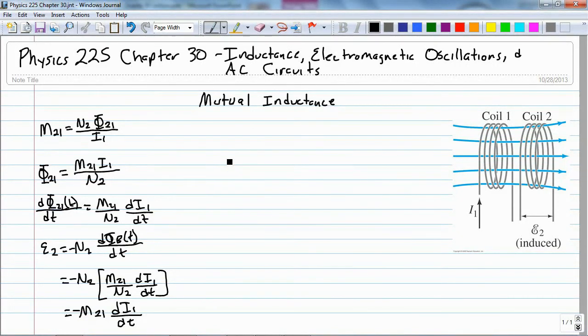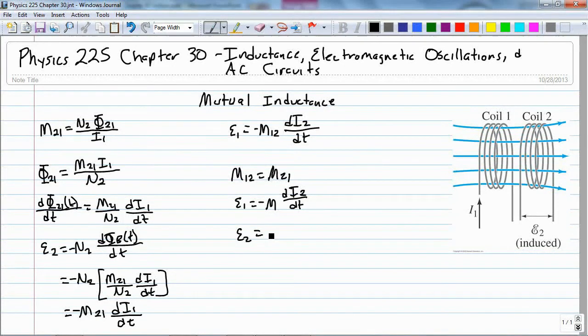Now, if I do the exact same expression for the other way, I get E1 is equal to negative M12 times the change in current in coil 2 with respect to time. So these relationships relate the induced potential to the current in the other coil, and usually M12 is equal to M21, and so that just leaves our formulas. E1 is equal to minus M times the current in the other coil with respect to time, and E2 is equal to negative M di1 dt.